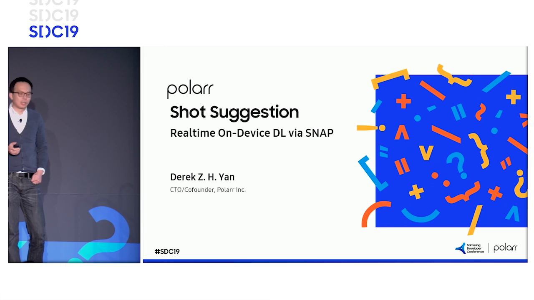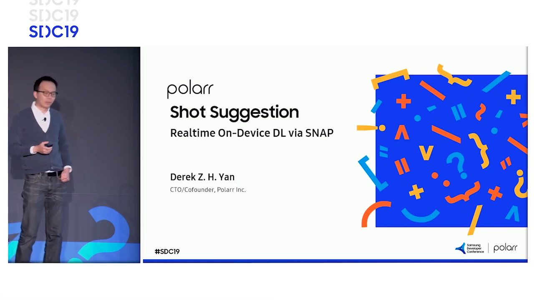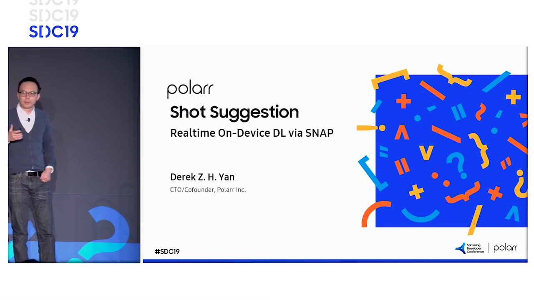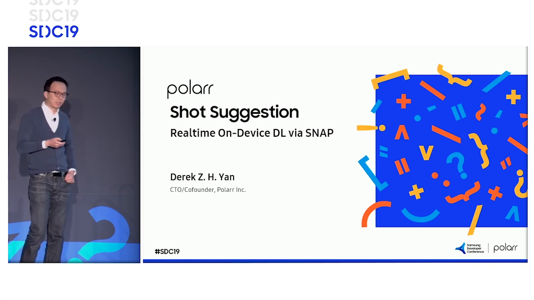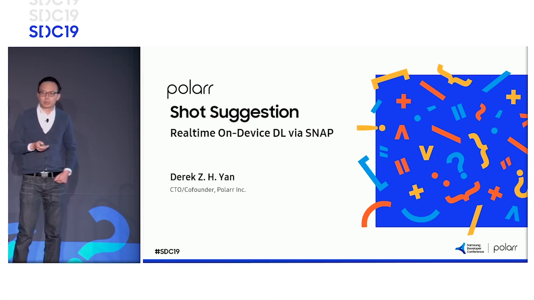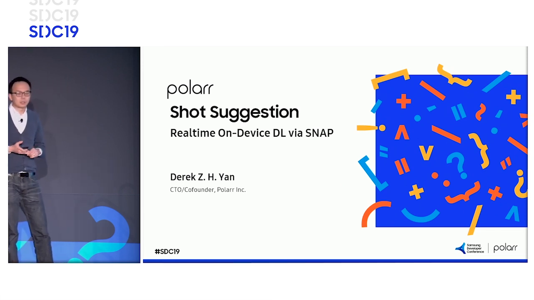My co-founder and I started the company 5 years ago out of Stanford campus, and the number one problem that I wanted to solve was how do we address the intersection of machine learning as well as photography. And we're very honored today to present shot suggestion, which was one of the key features that we developed last year in collaboration with Samsung, which is already available on the S10 as well as the Note 10 inside the camera app.